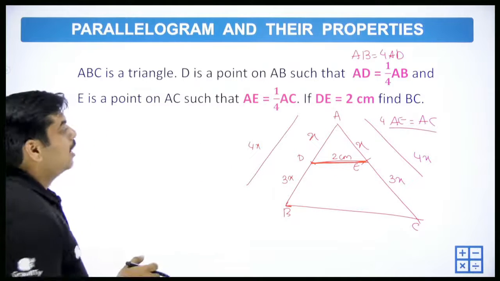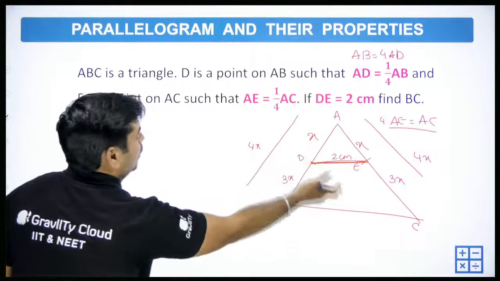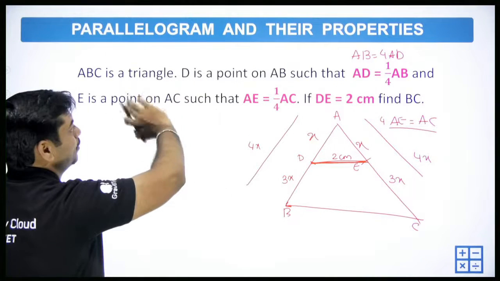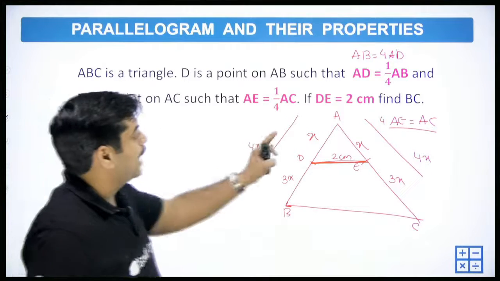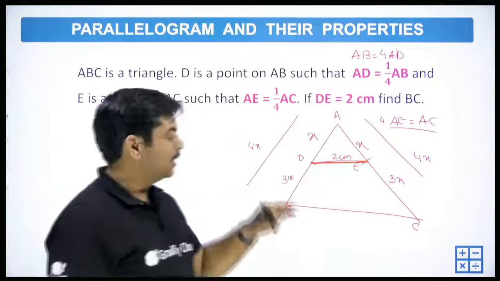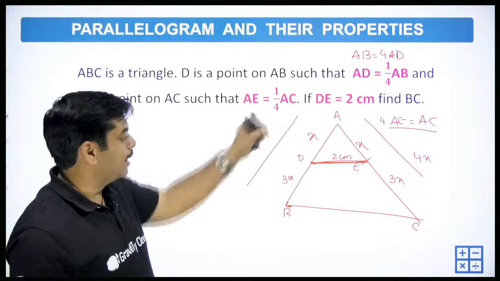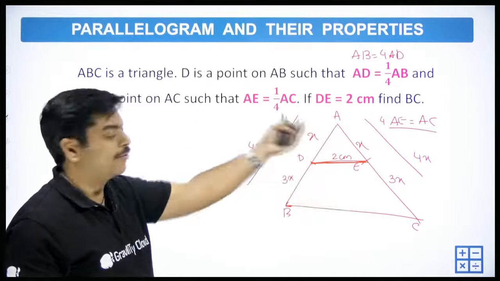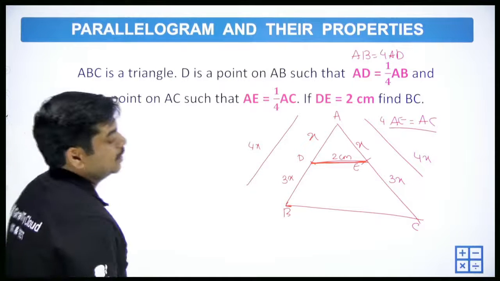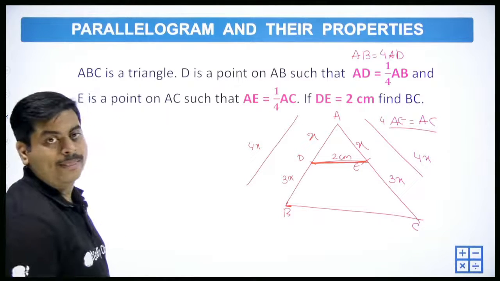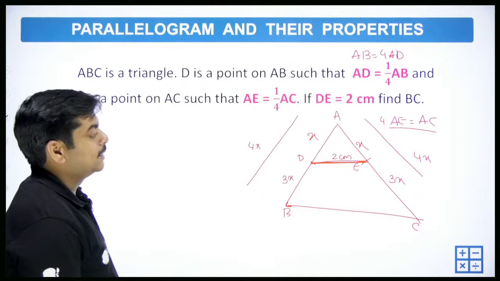As this is parallel, ABC is a triangle, D is a point on AB such that all the ratios, right? So these two triangles are in equal ratios. I mean, say like X by 3X and X by 3X. So based on that, we can say that the triangles are similar, and DE is 2 centimeters. Now we need to find the value of BC. So how to get that?